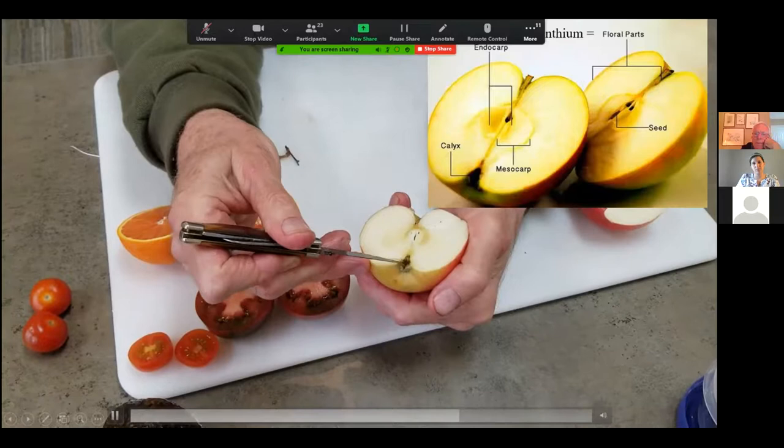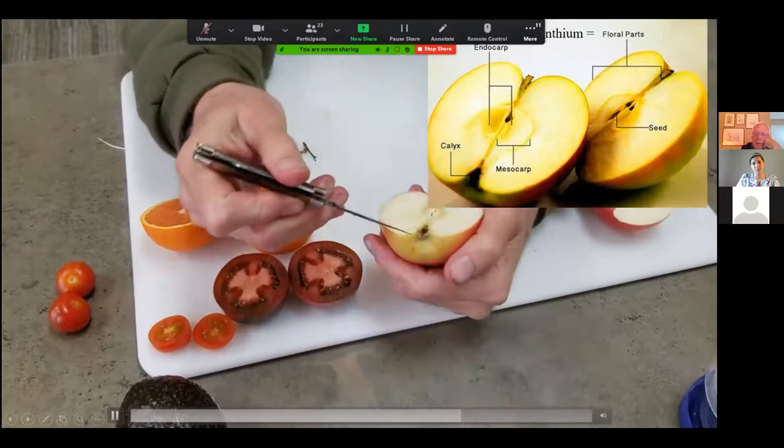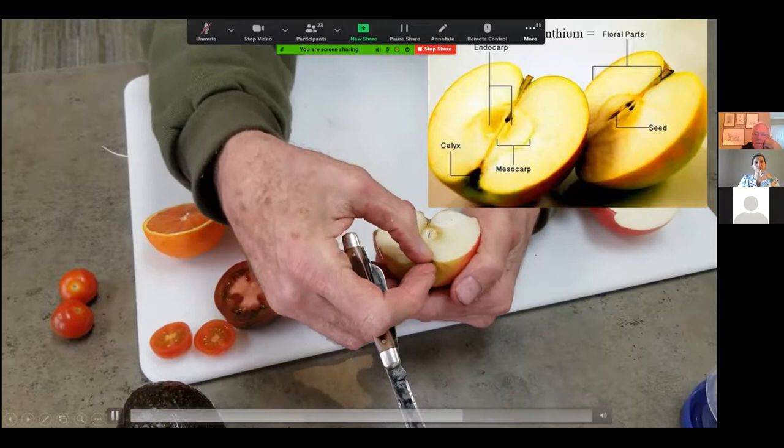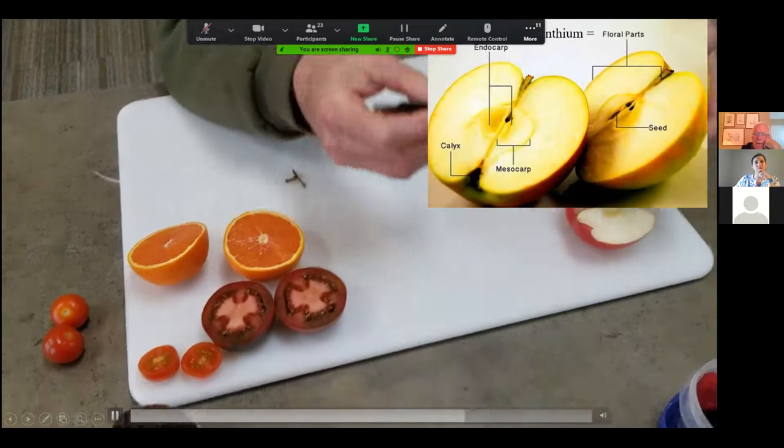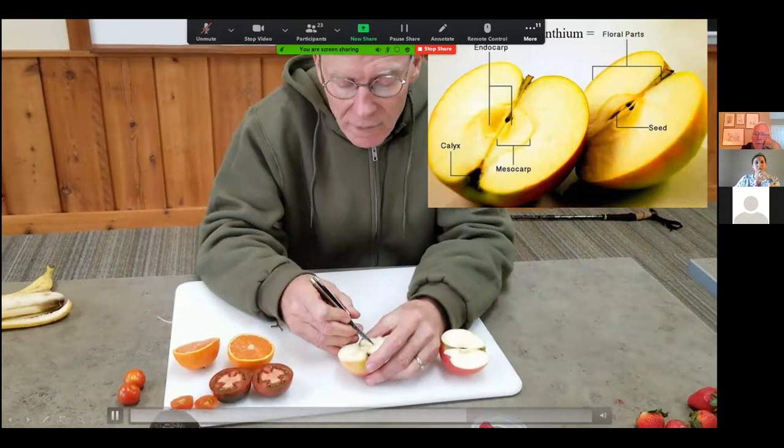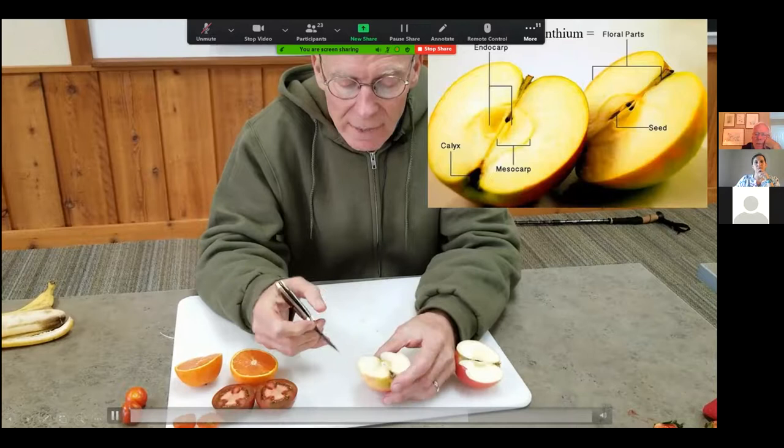With the plum, it would have been back here, but with the apple, it's an inferior ovary, so the sepals, petals and stamens are attached at the top of the ovary, so it ends up being here at the end of the fruit. And when we look at an apple, the ovary is pretty easy to see. We call it the core. That's the ovary of the apple flower, right there.